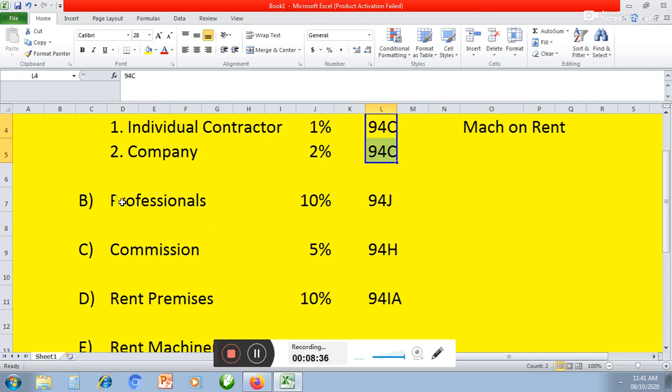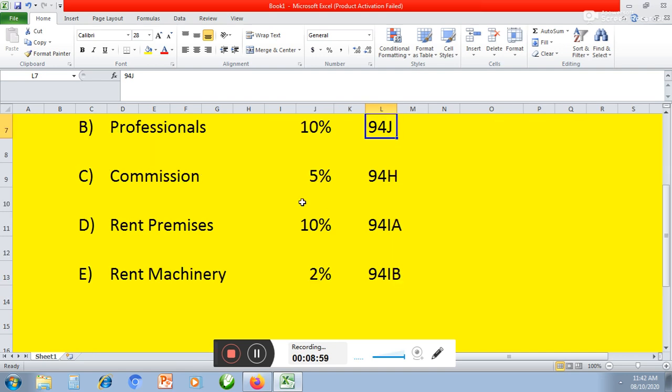Next one, for professional. Who is a professional? Like chartered accountant, architect, civil contractor, tax consultant, consultancy service. If I receive the service from a professional, from that bill, I have to deduct 10% TDS. The section for that is 94J.